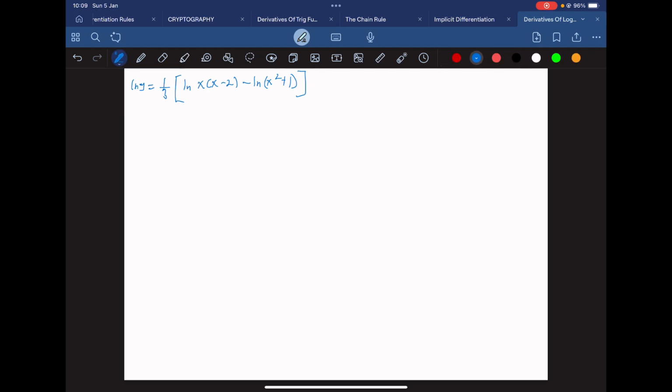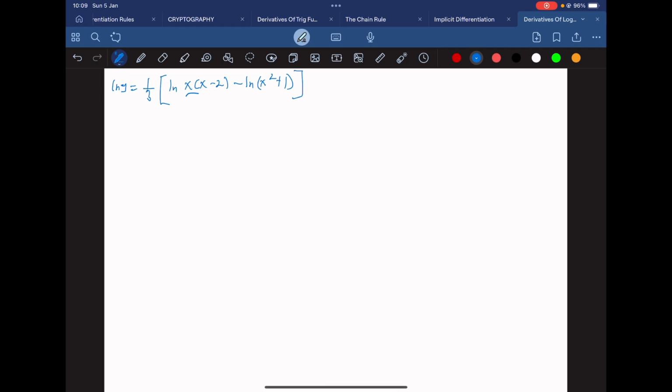What is the next step? Remember, these two are multiplying, so we can separate them. So we can have ln of y equal to 1/3, and if we separate, since they are multiplying, we are going to have addition. So ln of x plus ln of x minus 2, then minus ln of x squared plus 1. Now note, we can't simplify it any further. So the next thing to do is to differentiate both sides.